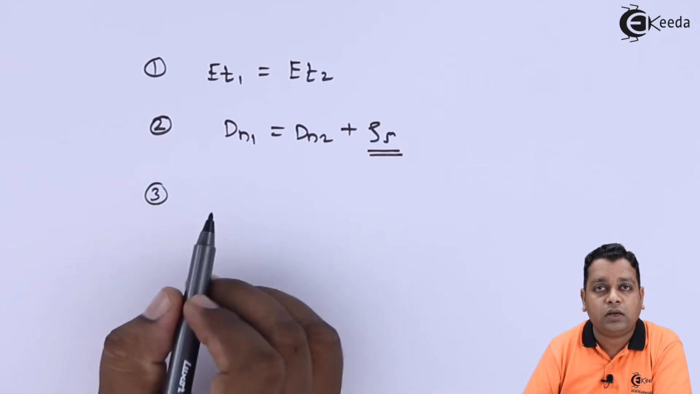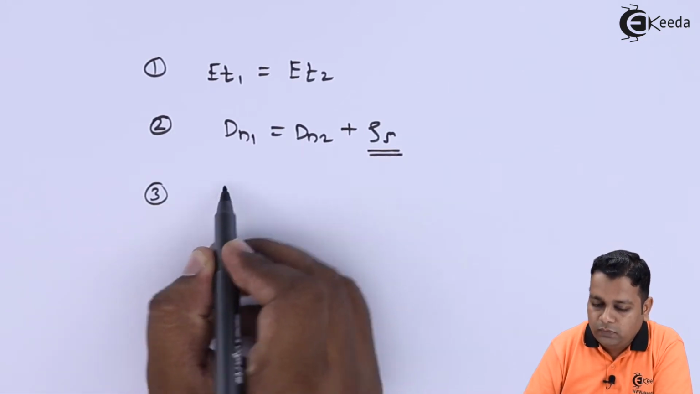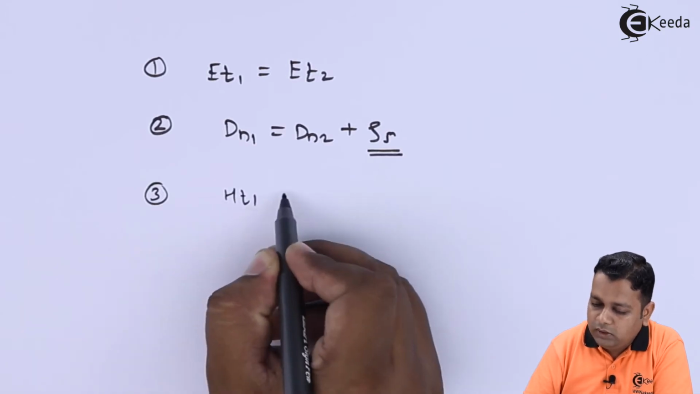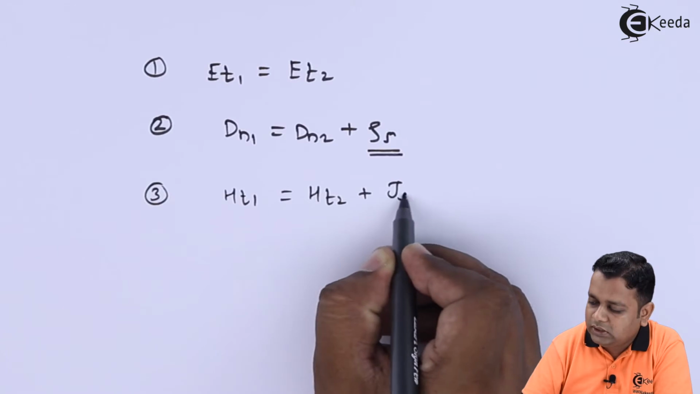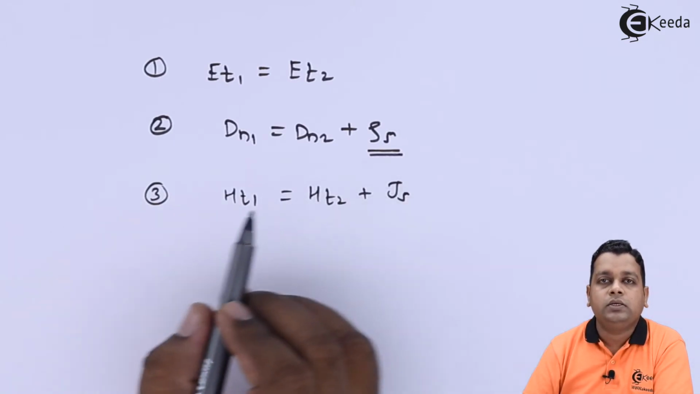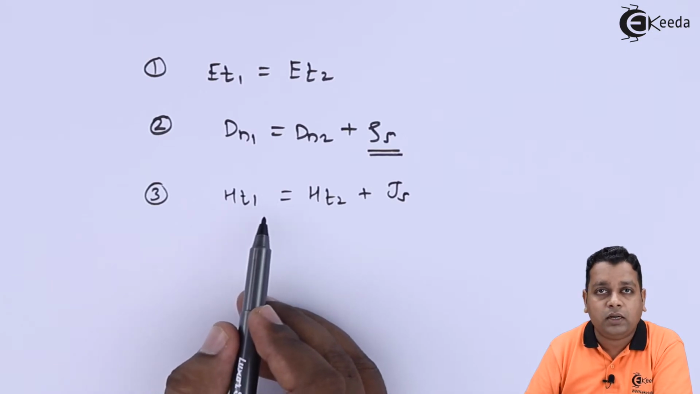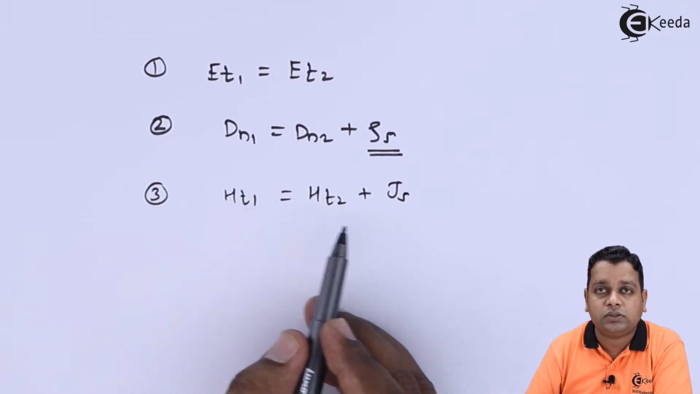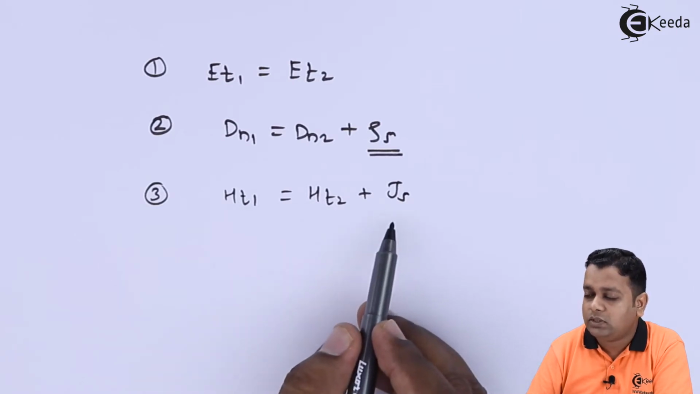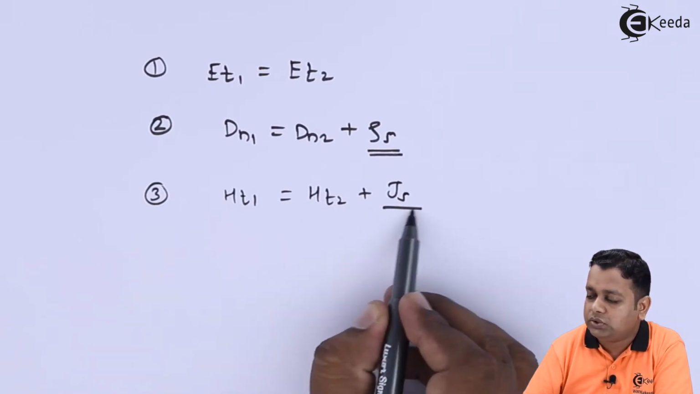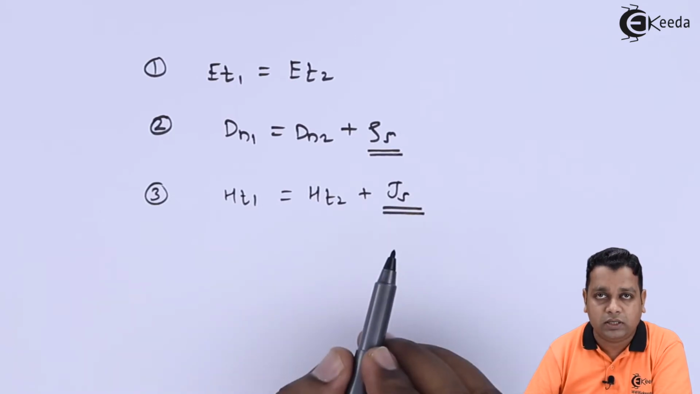Next to that, we have the third boundary condition, where we write Ht1 is equal to Ht2 added with J suffix s. So here the tangential component of magnetic field intensity is discontinuous across the boundary. For Ht1, Ht2 should be added with J suffix s. So J suffix s is the surface conduction current density.